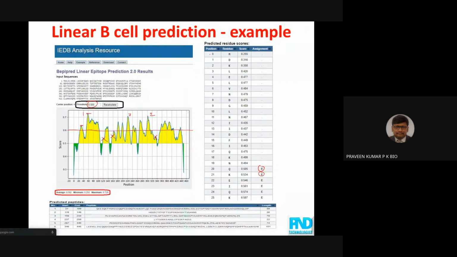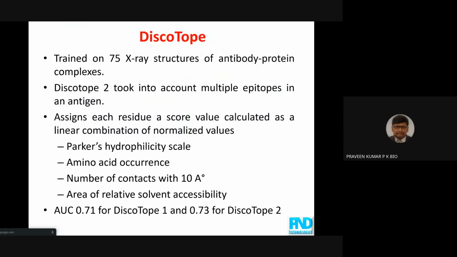Okay, now we can go to the next, DiscoTope prediction. DiscoTope is trained on 75 X-ray structures of antibody-protein complexes. Here we have methods like Parker hydrophilicity, amino acid occurrence, number of contacts within 10 angstrom, and area of relative solvent accessibility. Here also we have two types of algorithms. For DiscoTope, the area under the curve is 0.71, but for DiscoTope 2, the area under the curve is 0.73, a slight variation with respect to the algorithm.